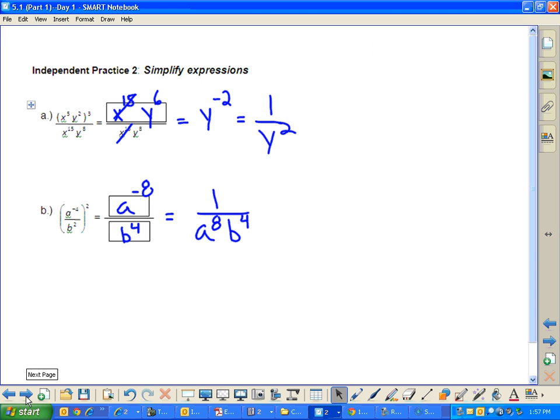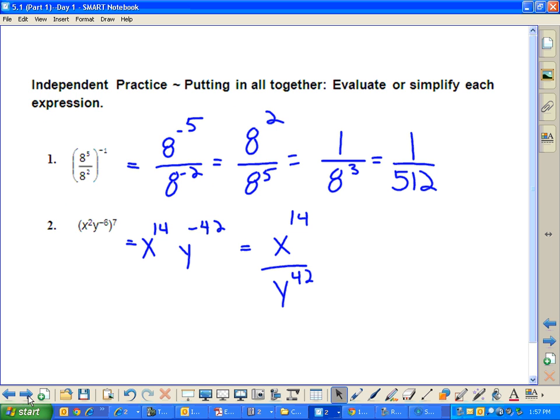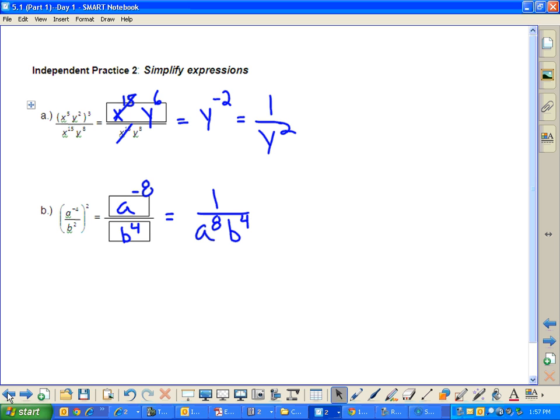Independent practice 2, your first one there, 1 over y squared. And then part B is 1 over a to the 8th, b to the 4th. Any questions about those? Again, they looked pretty good as I was walking around. You're good?